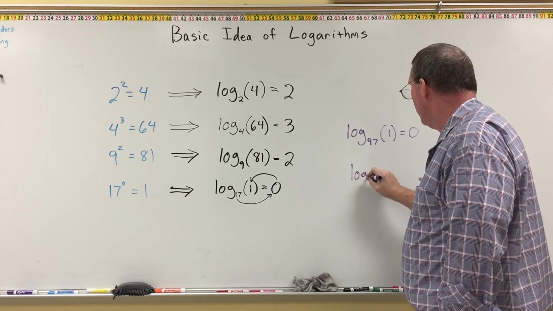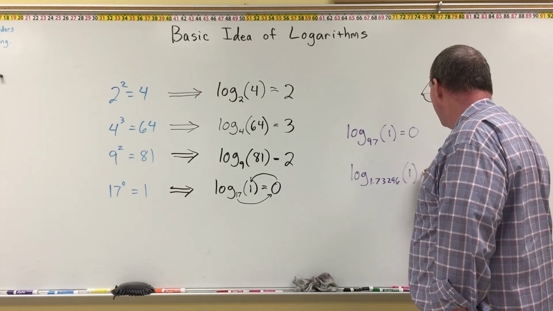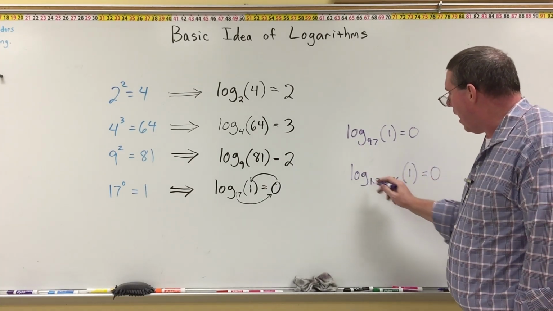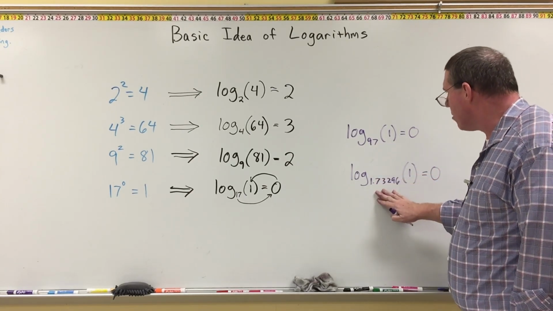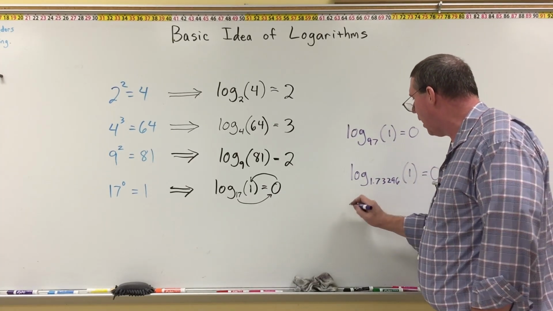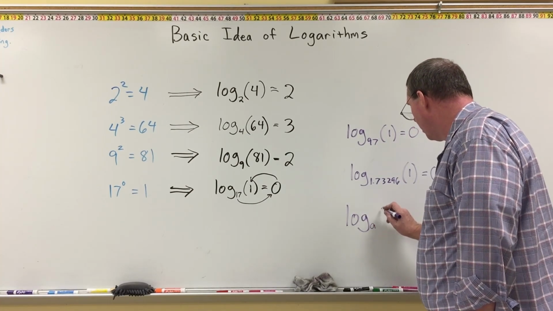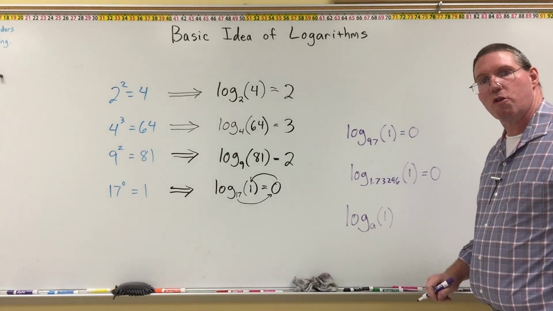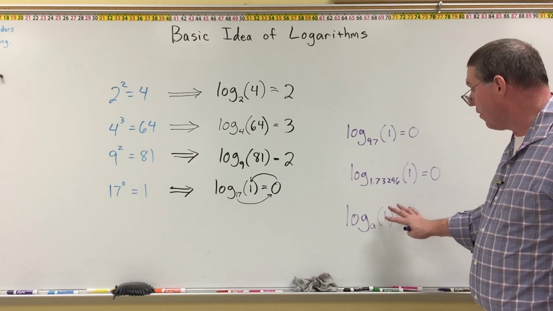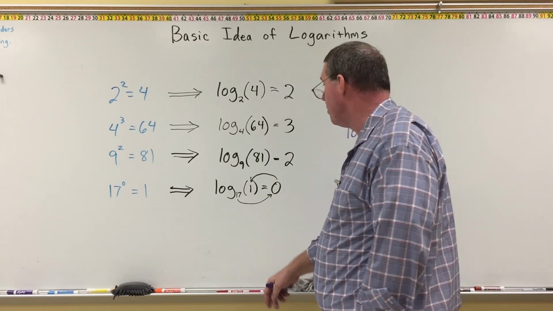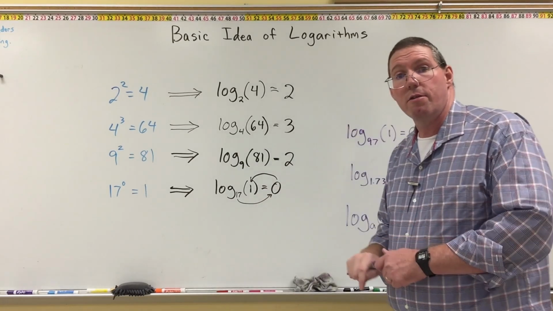We can say that log base 1.73296 of 1 is equal to 0. Any base to the 0 power equals 1, and that means any time that you see log base anything, I'll put an A down here, of 1, the answer to this question in almost every single case is 0, okay? And so this is a very special log. You have to know this logarithm. If you ever see log base some number of 1, you know that the answer is 0, okay?